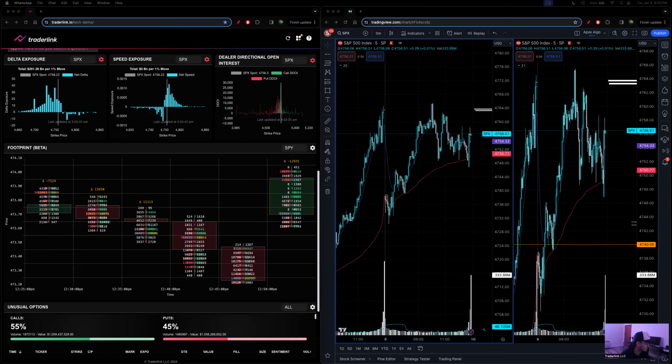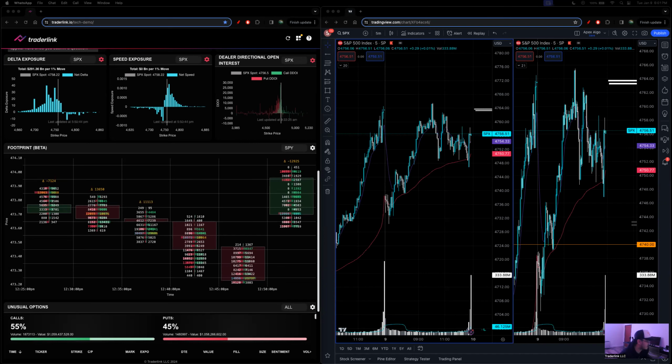Today's class is sort of a mix-up. We're going to run into some basics of Vanna as well as how to read these magnet and repellent effects. On top of that, we're going to get into the footprint, and following that, we'll get into volume profile as well as the Fibonacci retracements that I use.